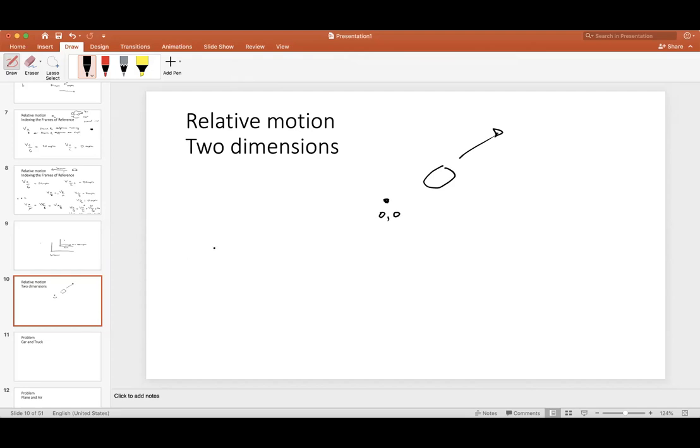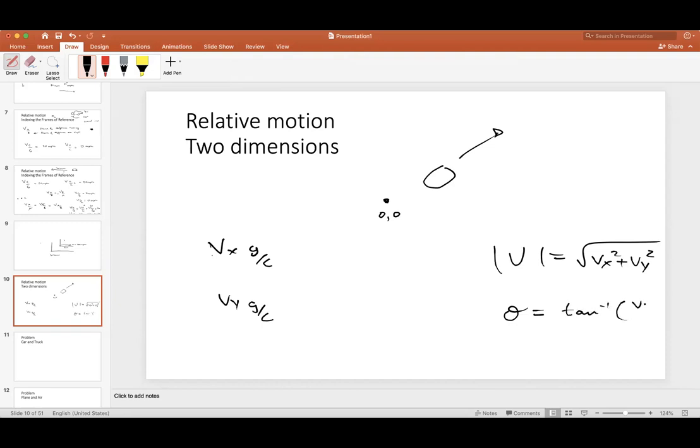If we do that, all we have to do is we say V of X and V of Y, ground, car, ground, car. So all we have to do is figure them out separately and then do the standard V is the square root of Vx squared plus Vy squared, and the angle from the x-axis is arctan. And we'll do that a few times coming up, right? So we can do that in 2 dimensions.